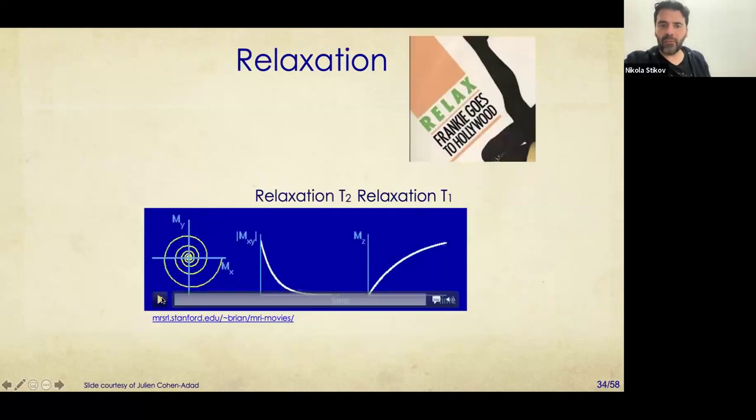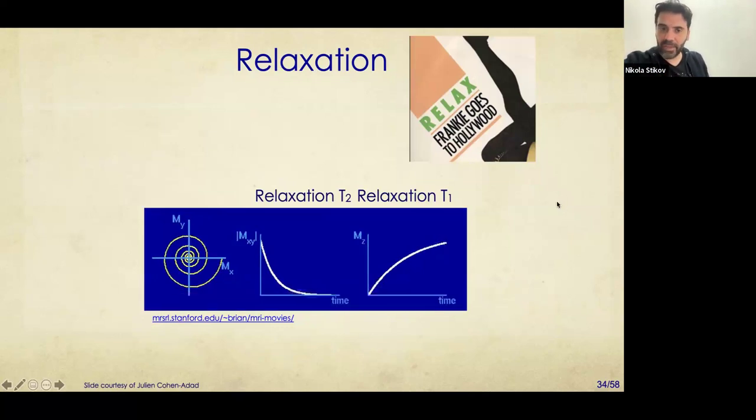Now you could take a look at the vectors from the top. So what you do is you excite the magnetization into the transverse plane, and then you let it relax. And as it relaxes, it spirals back in, becomes 0 in the transverse plane, and at the same time, it recovers in the longitudinal axis.